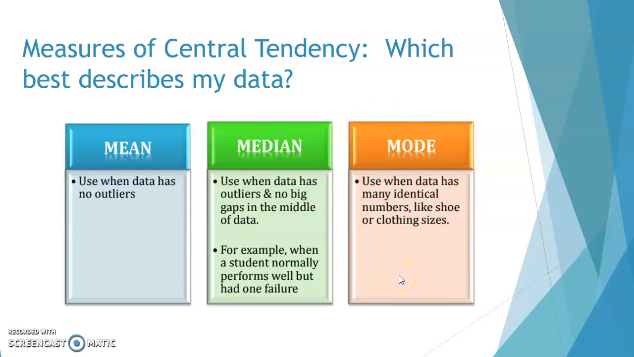The mode is again useful when we're just looking for the number that occurs most often. So if you have data that has a lot of identical numbers, that would be useful. An example of that would be if you have a store that is trying to restock the sizes that they sell the most, they would want to know which ones they sell the most of. And so they would be looking for the mode.